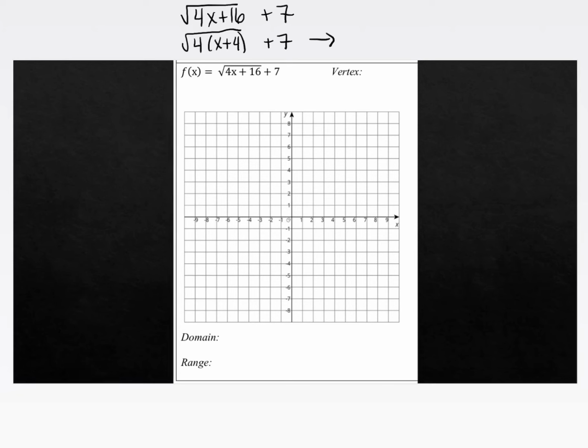Now thinking back to simplifying our radicals, the square root of 4 times (x plus 4), plus 7 is the same thing as the square root of 4 times the square root of (x plus 4), plus 7. So we can simplify the square root of 4, and it gives us 2 times the square root of (x plus 4), plus 7. Here it's a little bit easier to identify what our vertex is now. Our vertex is at (-4, 7).